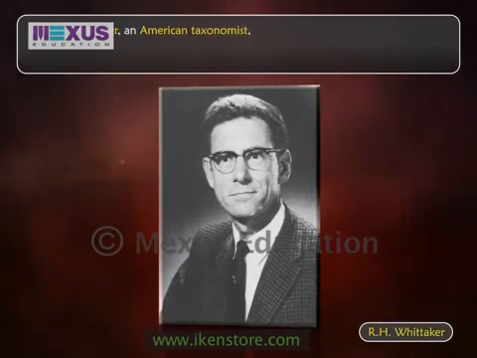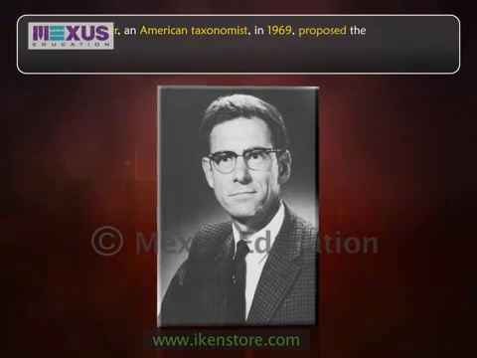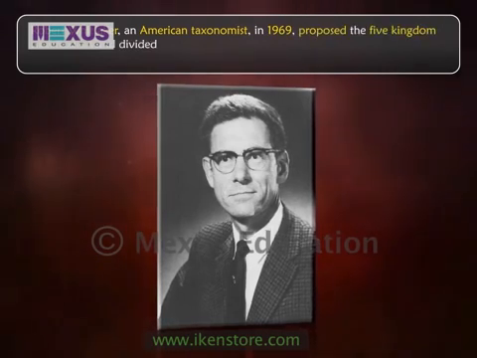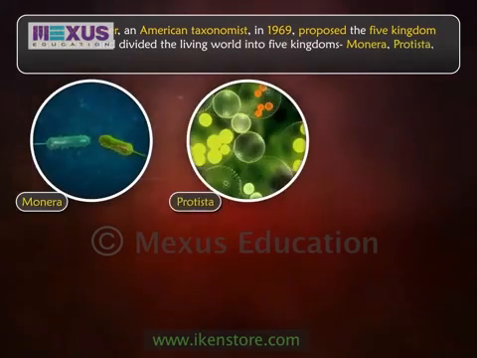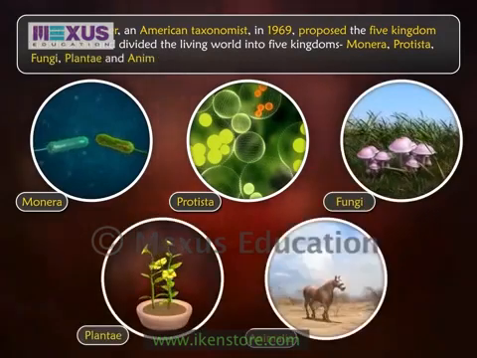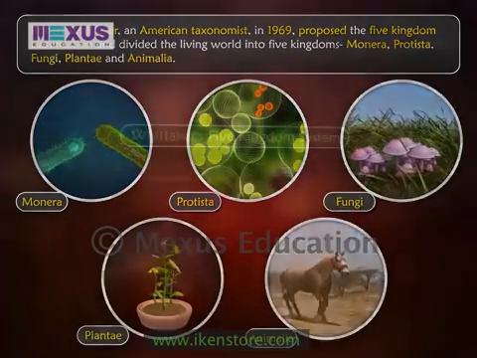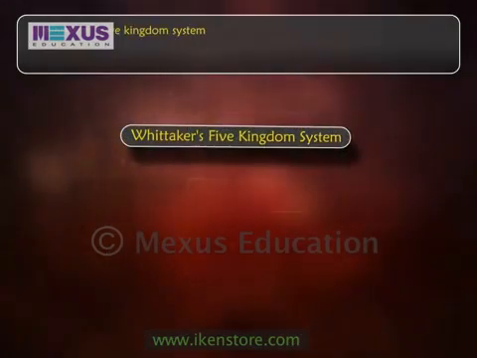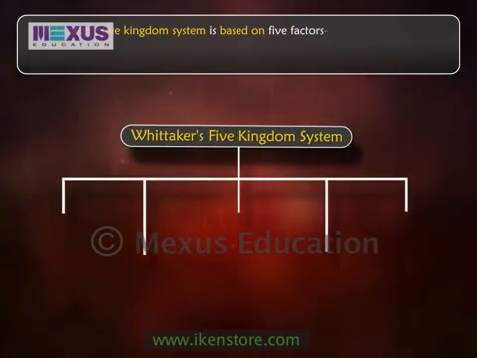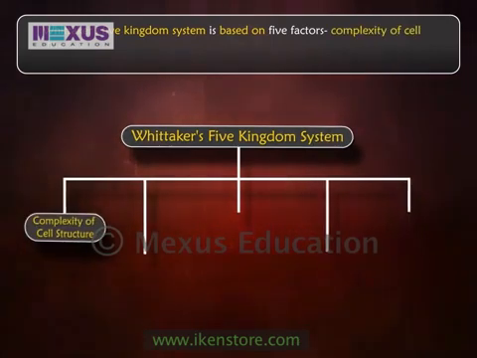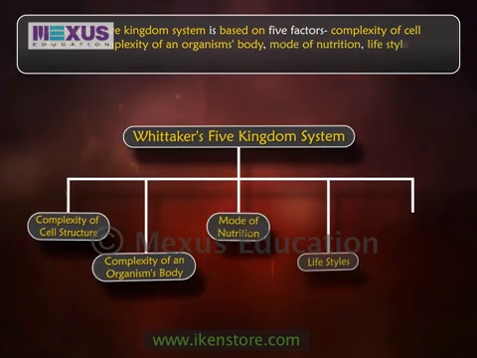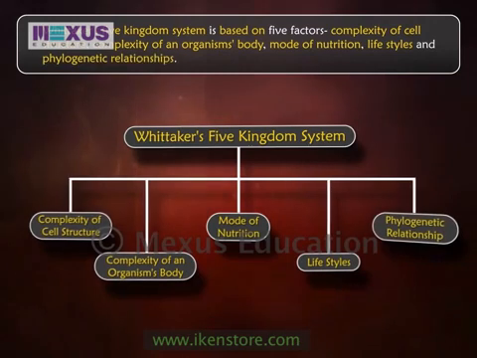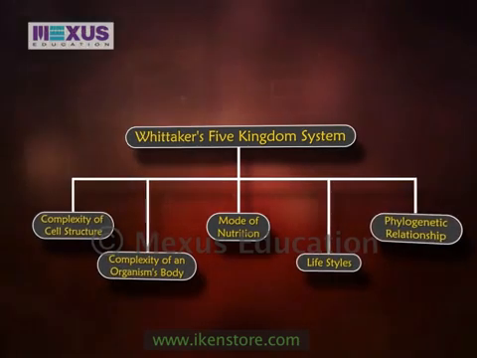Subsequently, R.H. Whittaker, an American taxonomist, in 1969 proposed the five-kingdom classification and divided the living world into five kingdoms: Monera, Protista, Fungi, Plantae and Animalia. Whittaker's five-kingdom system is based on five factors: complexity of cell structure, complexity of an organism's body, mode of nutrition, lifestyles, and phylogenetic relationships. Let's understand these five factors one by one.